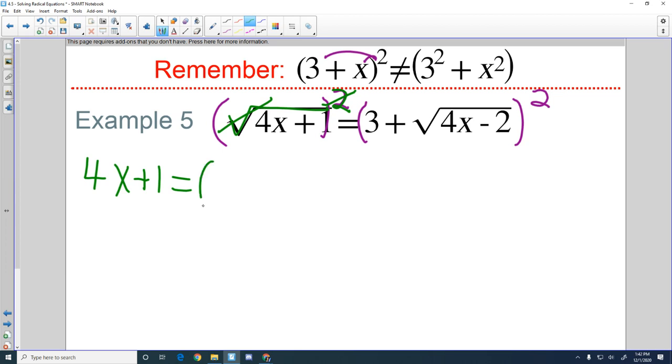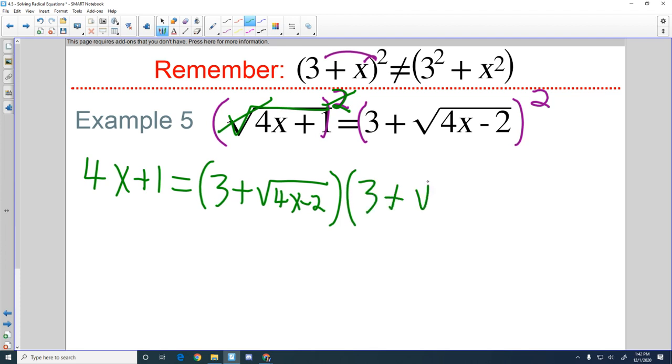Because I'm squaring that entire side. I'm squaring the 3 plus root 4x minus 2 times a second 3 plus the square root of 4x minus 2. Isn't that what squaring means? You're taking that polynomial, you're multiplying it by itself a second time. So there's a little more work we're going to have to do here, right? But that's the key concept.